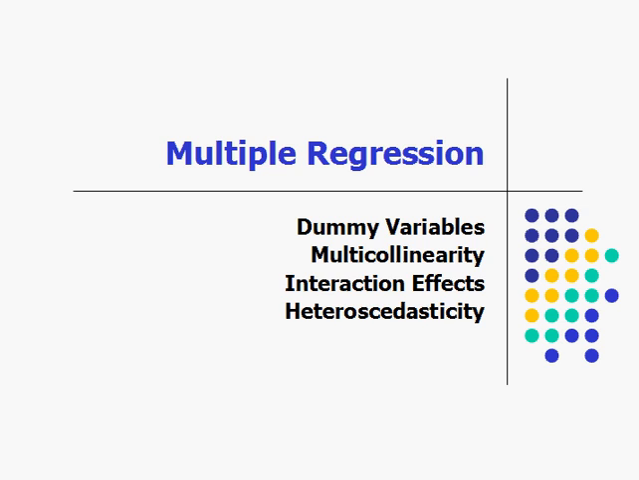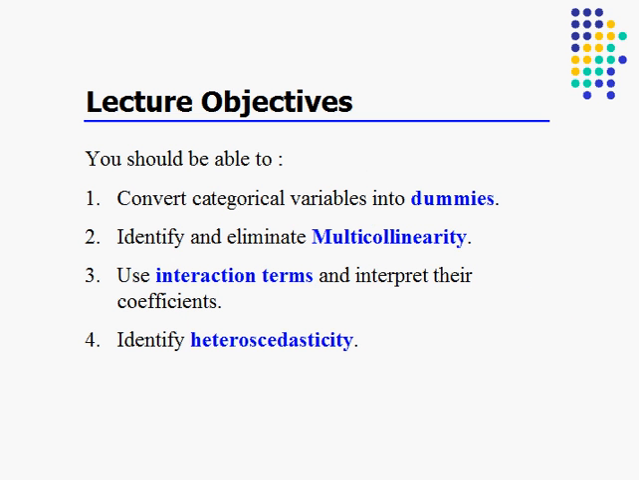And the first of those is dealing with categorical variables and converting those into dummies. And the next is to identify and eliminate multicollinearity. Third, using interaction terms and what are they all about. And also a topic called heteroscedasticity.